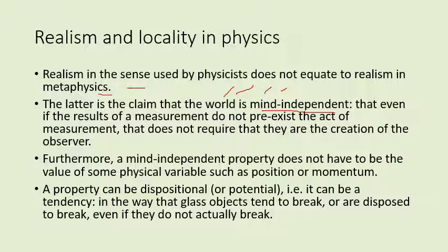Even if the results of a measurement do not pre-exist the act of measurement, that does not require that they are the creation of the observer. Furthermore, a mind-independent property does not have to be the value of some physical variable such as position or momentum. A property can be dispositional or potential. It can be a tendency, in the way that glass objects tend to break, or are disposed to break, even if they do not actually break.